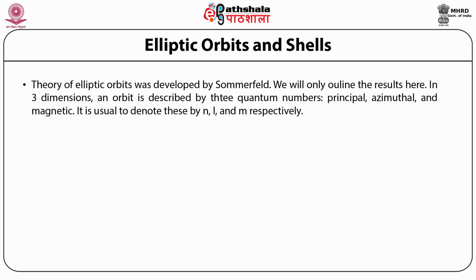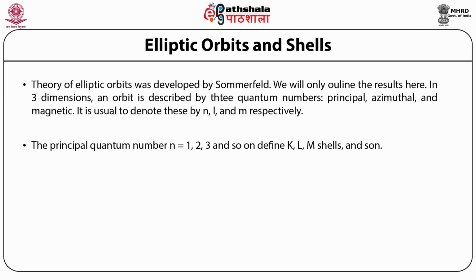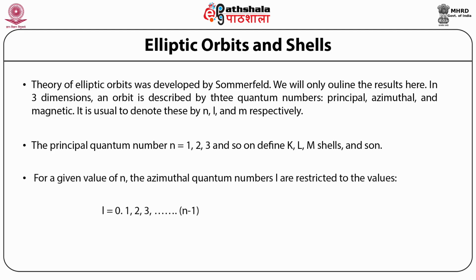Since the atom is really a three-dimensional object, it can be described not by one quantum number n, but by 3 quantum numbers, called n, l and m, which we'll see a little later. n is called the principal quantum number, and it defines the shells like K, L, M, and so on. For a given value of n, there is another quantum number l, which is called the azimuthal quantum number. The azimuthal quantum number is restricted to values 0, 1, 2, 3, and so on up to n minus 1. So if you are considering, let us say, the M shell, which is n equal to 3, then l can only be 0, 1, and 2. You denote the orbits with l equal to 0, 1, 2, 3, and so on by s, p, d orbits and so on.